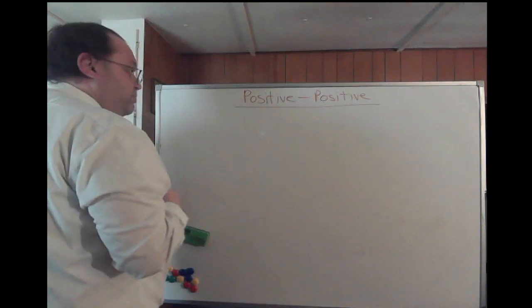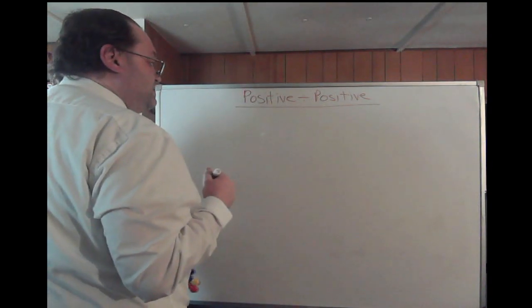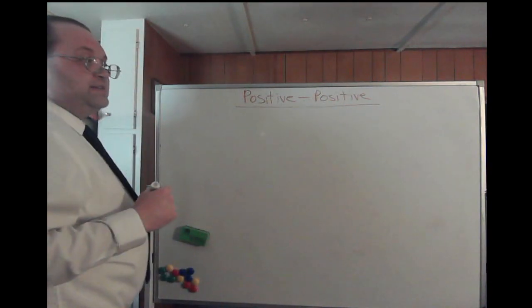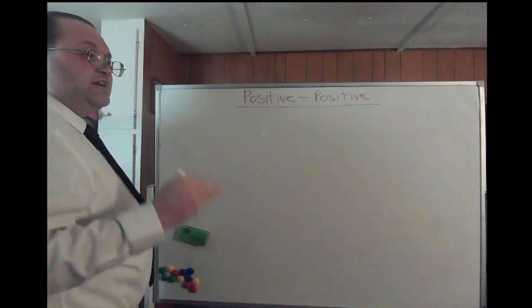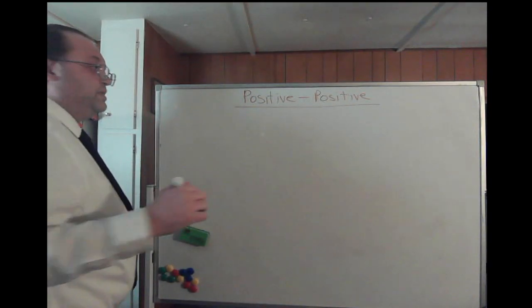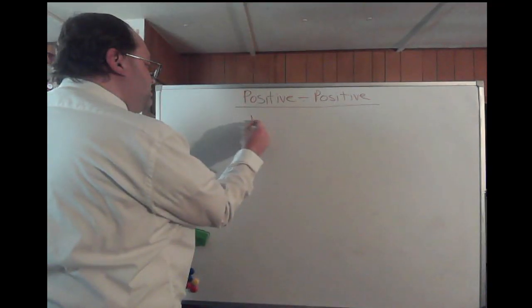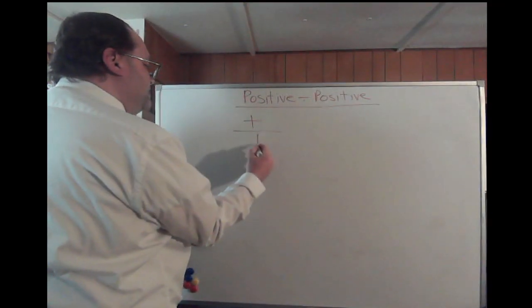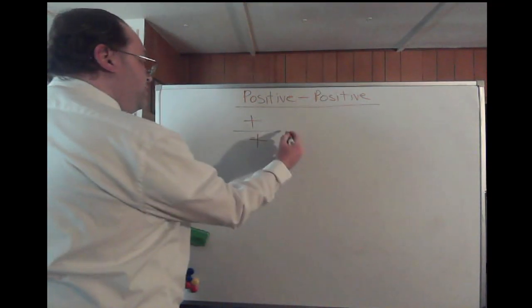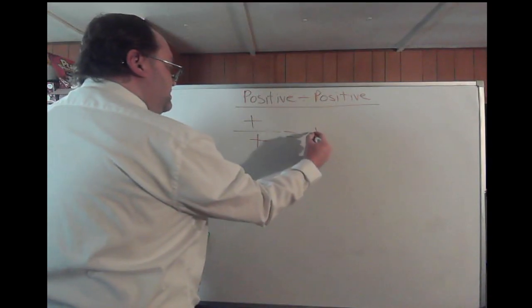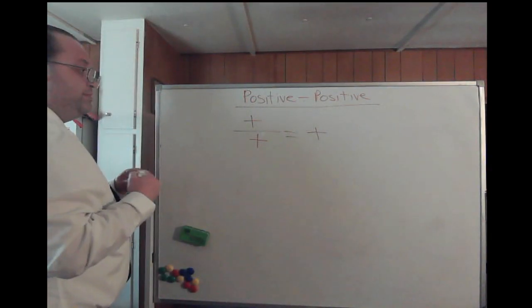This is the case we're all most familiar with because we've been dividing positive numbers by positive numbers ever since basic 1 all the way up till now. So whenever you have a positive number and you divide it by a positive number, you're always going to get a positive result. Your answer will be positive.